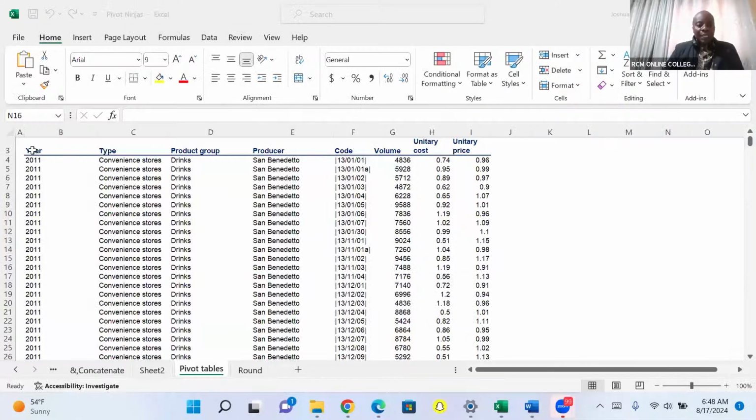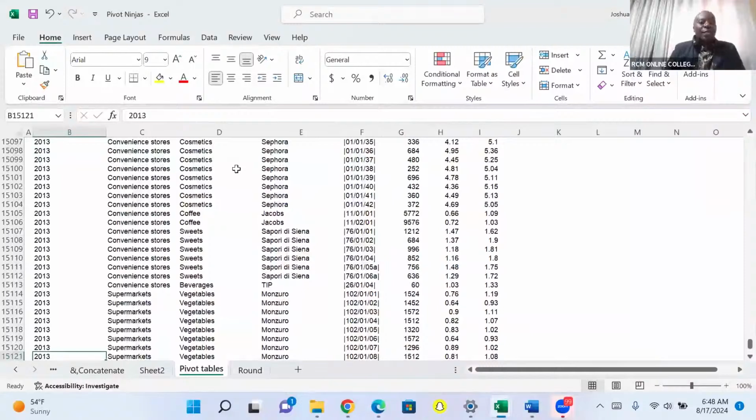I showed you this kind of thing. For example, if I click here and press control down arrow, you'll be able to see this has got 15,121 rows, with lots of nothing. If I go back home here, you can't even understand what this is. Price, etc. This is what we call big data.